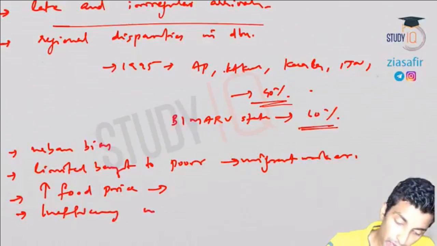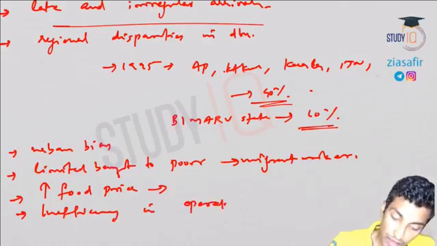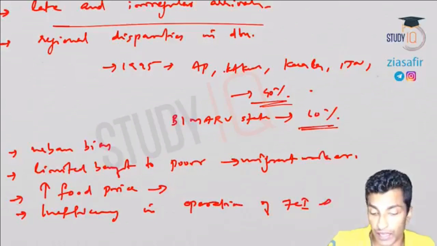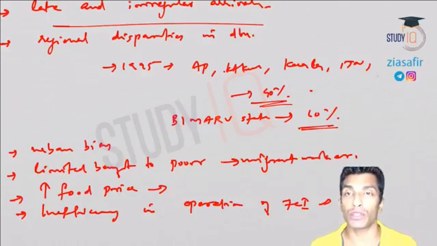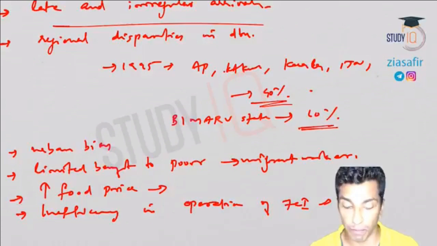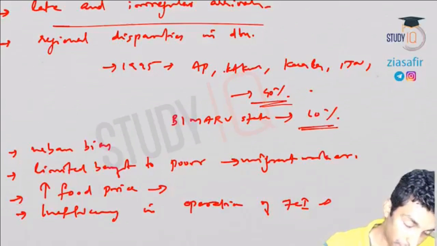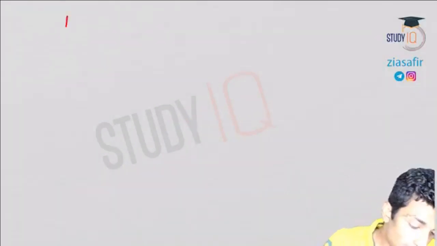Then next problem, inefficiency in operation of FCI. I've already told you economic cost of FCI sometimes is more than the market price. And when you're selling at economic cost of FCI, nobody was ready to buy it. So these are the problems with respect to PDS. Now we'll discuss some PDS reforms.